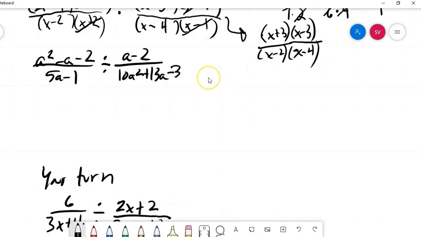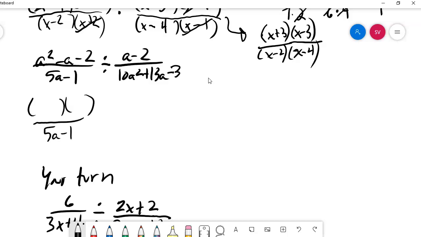Now let's look here. Division of polynomial fractions is very similar to the multiplication of polynomial fractions. The only difference is there's a couple extra steps. We have to change the division sign to multiplication. So let me first factor this first fraction.